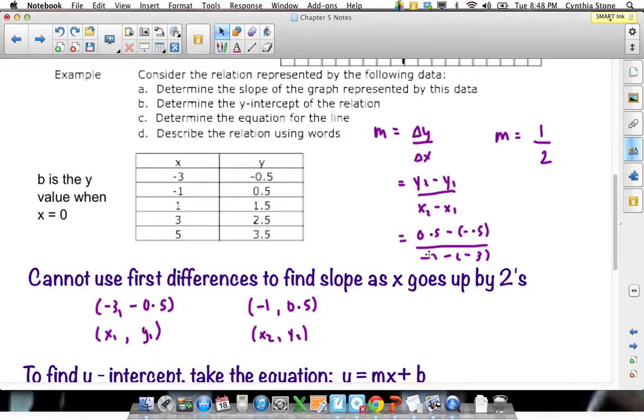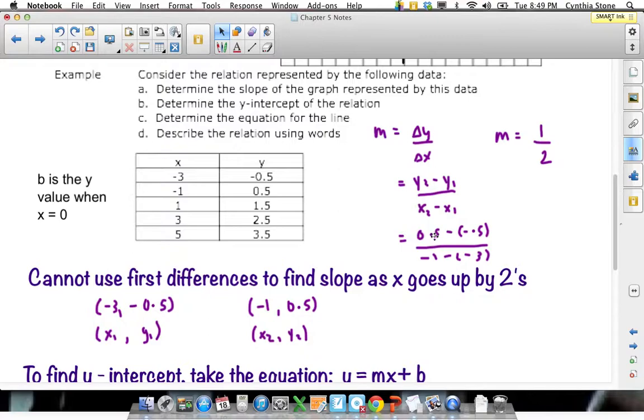So when I substitute in, this is a little bit messy and hard to read, but all I'm doing is saying, y2 is 0.5 from here. So this number came from here. Minus y1, which is negative 0.5, right here. X2 is negative 1, and x1 is negative 3.